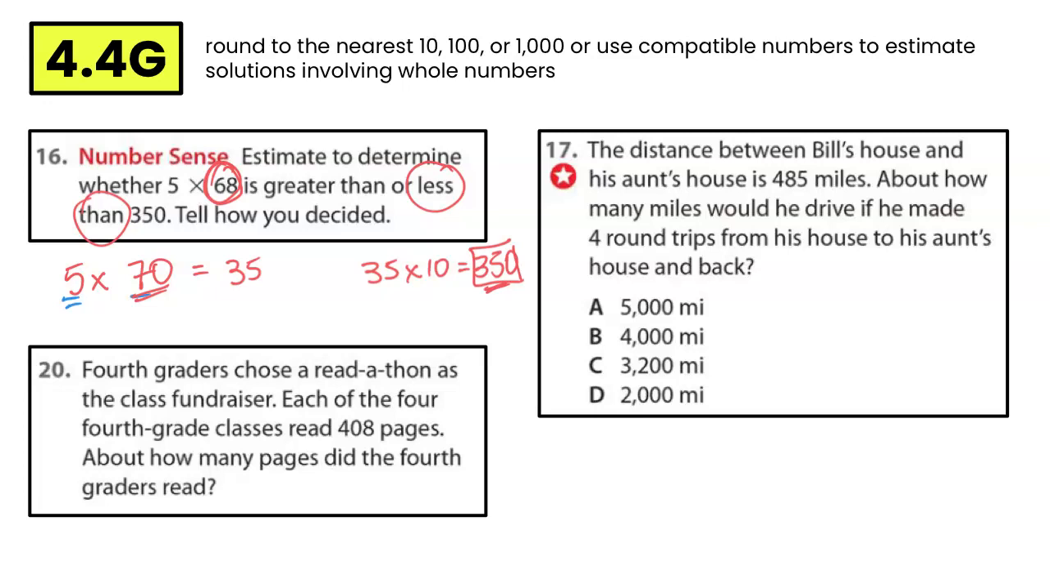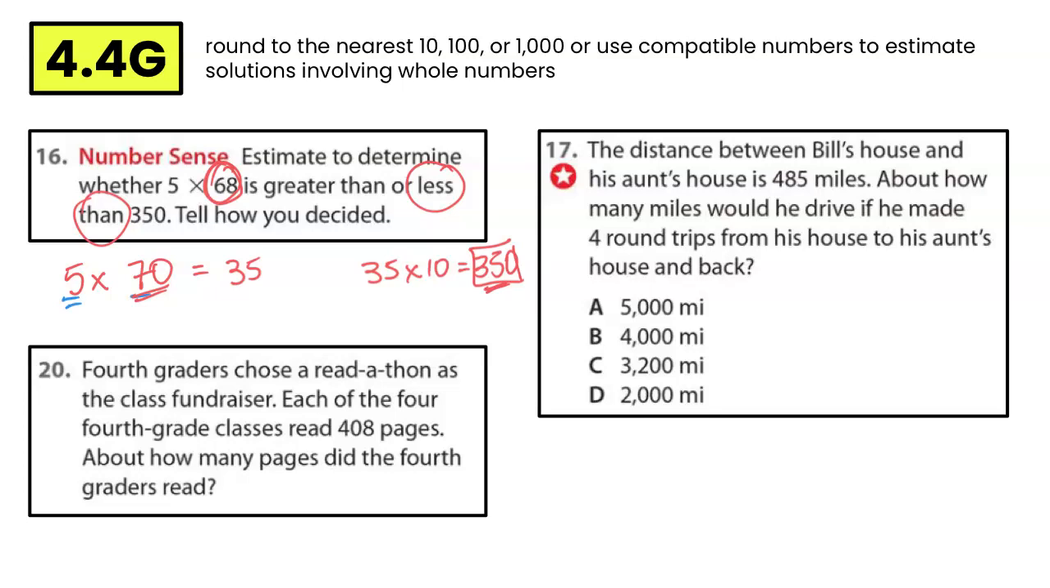For number 20, we have 4th graders choosing a readathon as a class fundraiser. Each of those 4 4th grade classes reads 408 pages. And we want to know about how many pages did the 4th graders read. Again, notice that there is a problem-solving aspect to this problem, and so students will have to recognize that they will multiply in order to answer this question.